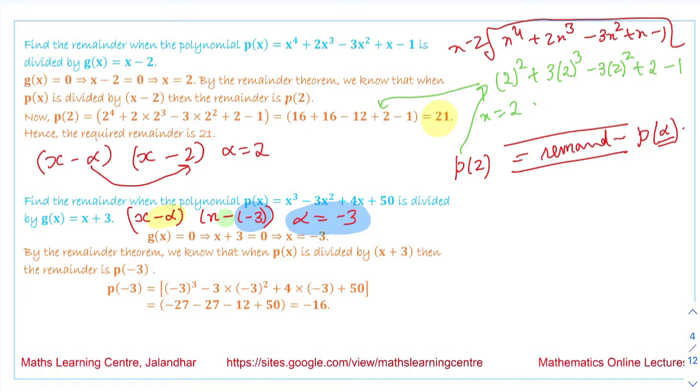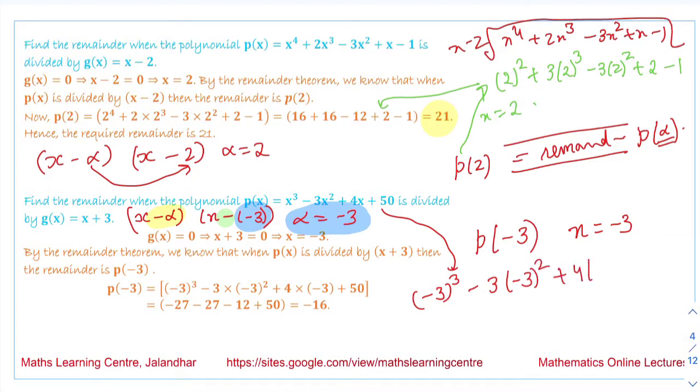For the remainder, we just have to calculate the value of p of minus 3, that is, in place of x we substitute minus 3, and the answer we get is minus 3 cube minus 3 into minus 3 square plus 4 into minus 3 plus 50. So minus 3 cube means it is the cube of 3 with a minus sign, it is minus 3 cube. It is minus 3 square.